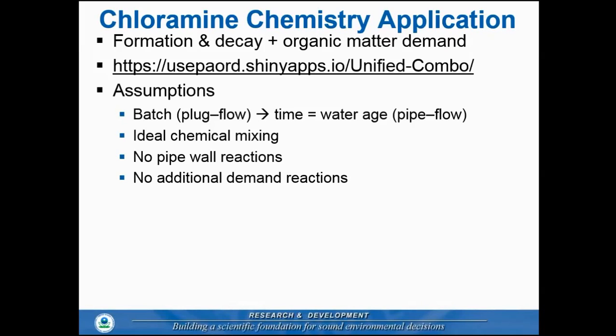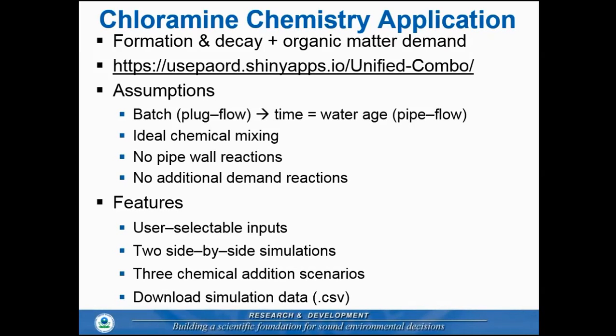There are some major assumptions with this model I want everybody to be aware of. It's assumed to be batch or ideal plug flow, so either a reaction happening in a beaker or a slug of water moving down an infinitely long pipe. And the time of all these simulations is an approximation to water age or pipe flow. All the chemistry here assumes ideal chemical mixing. As I mentioned, mixing is important, and so we'll make it simple. We're assuming only bulk water reactions, so no pipe wall reactions, and there are no additional demand reactions besides this organic matter demand reaction that I mentioned previously.